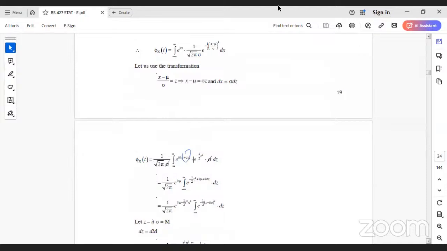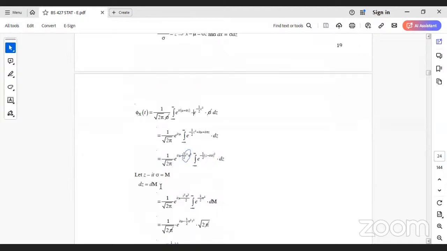So we take z minus it sigma is equal to m, therefore dz is equal to dm. So 1 by root 2 pi e power it mu, minus t square sigma square by 2, again the integration from minus infinity to infinity of e power minus 1 by 2 m square, with dm in place of dz. Yesterday I told you that value also.